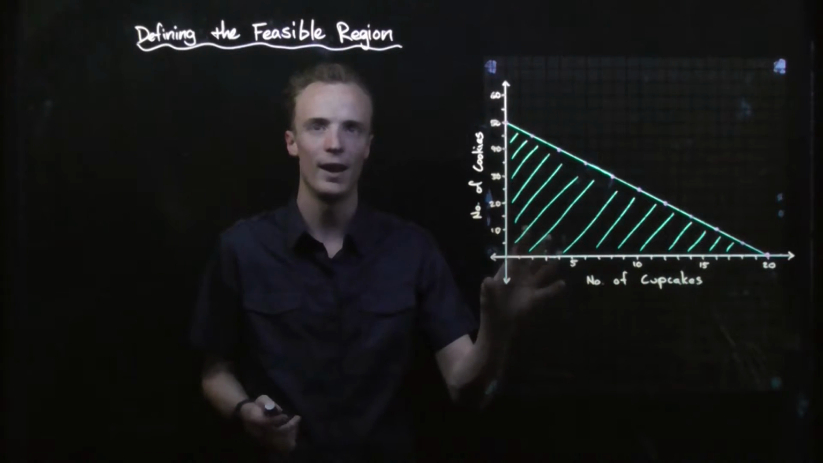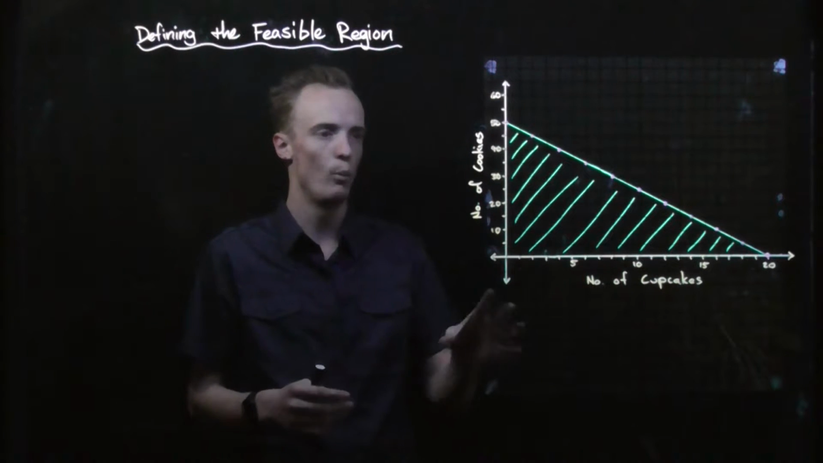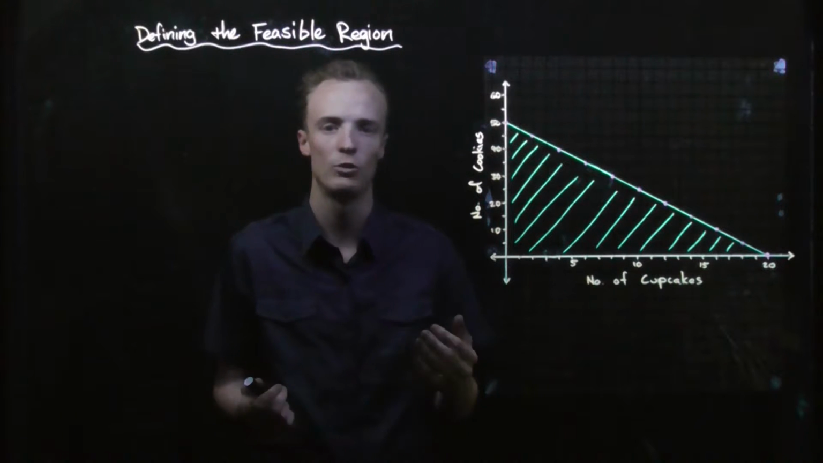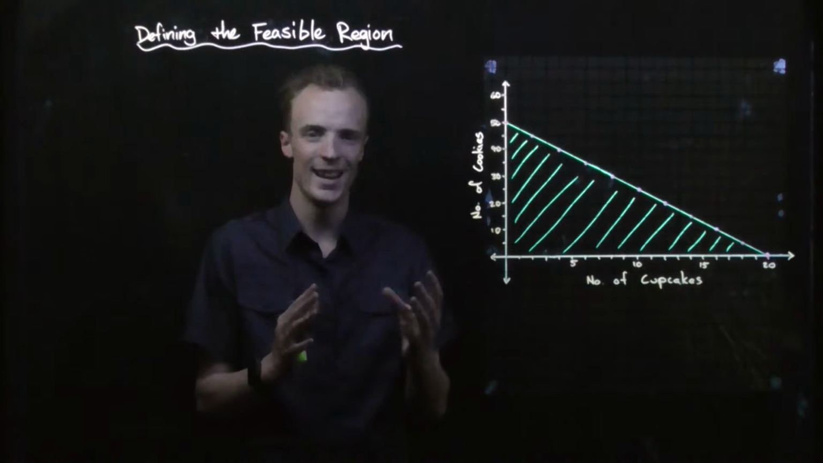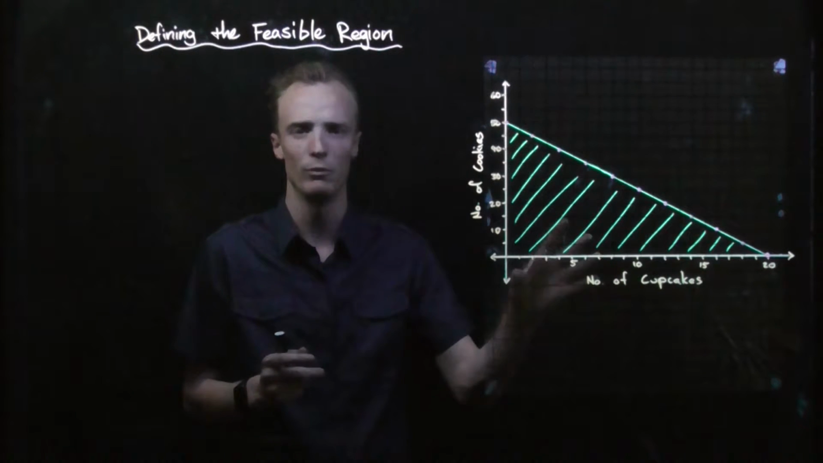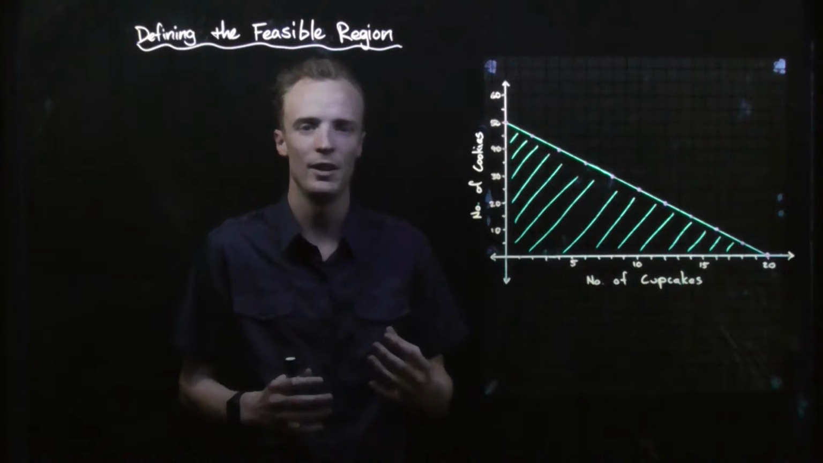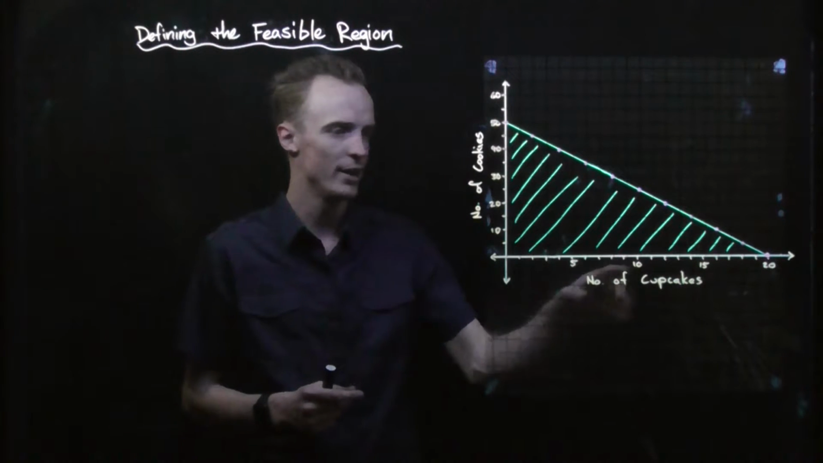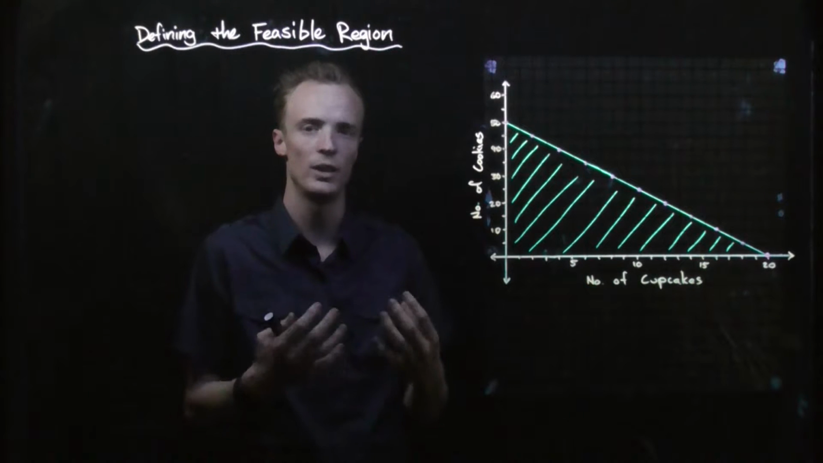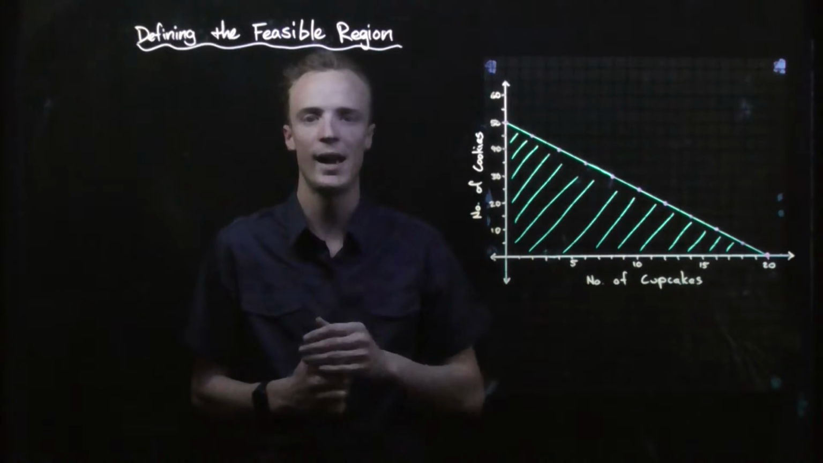So now that we've graphed our feasible region, what we're going to do in this video is define where the feasible region is algebraically. What that's saying is we're going to explain where this feasible region exists using algebra. So in this problem, we've actually got two boundaries that are very easy to explain algebraically. We've got the x-axis and we've got the y-axis.